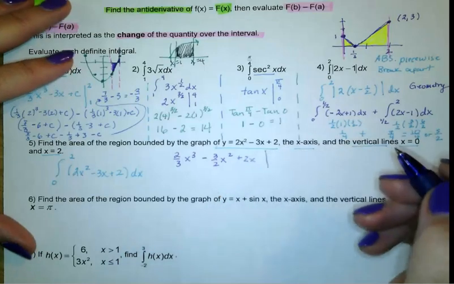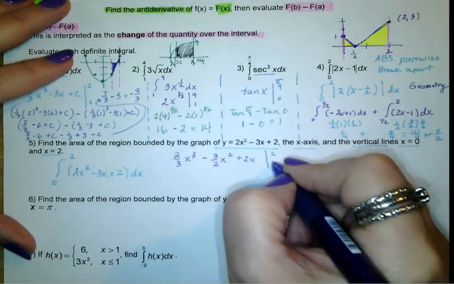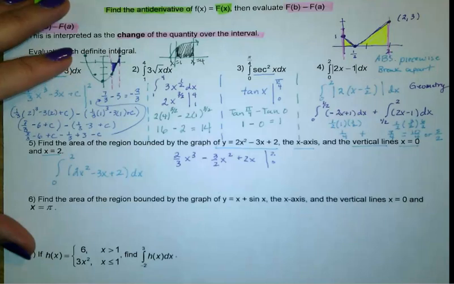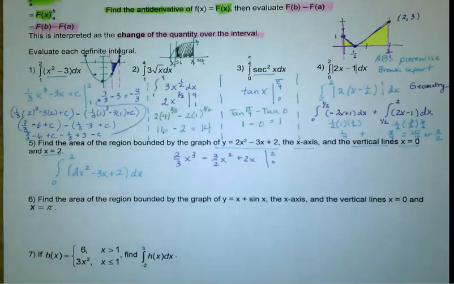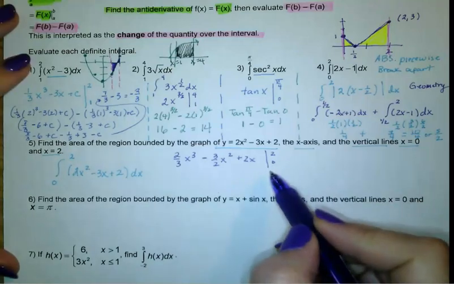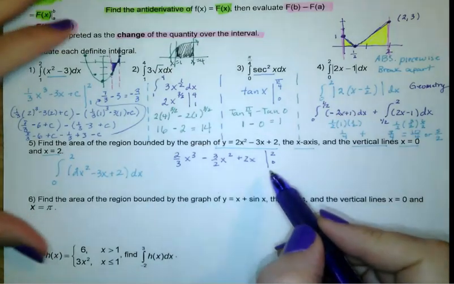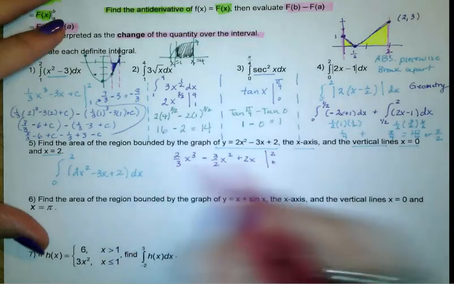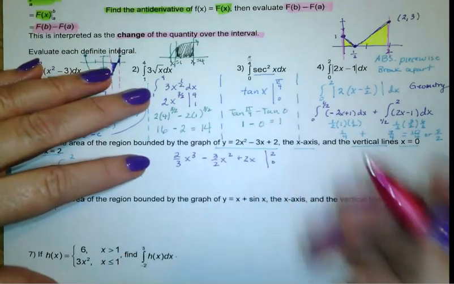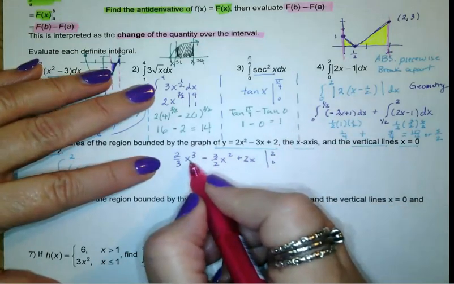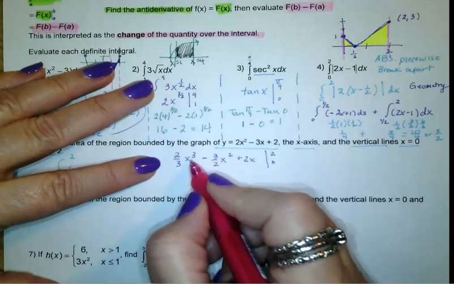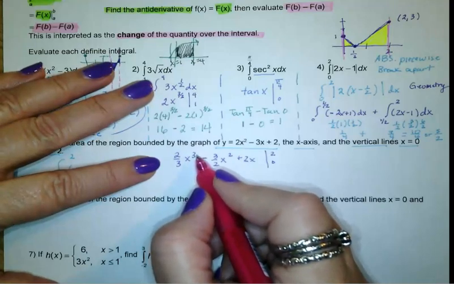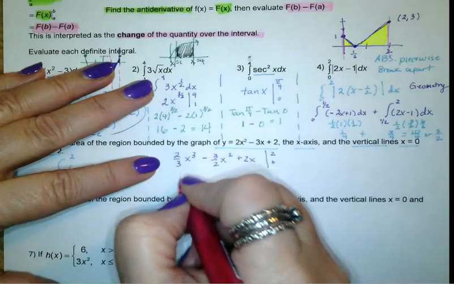Then I'm going to do my evaluation line here, and I'm going to go upper bound 2, lower bound 0. So when you're doing this next step, remember step 2 is to evaluate. So we need to be sure we have the notation here that's showing we're evaluating. All right. So now that we've done that, we're going to plug in the upper bound minus the lower bound. So we're going to get 2 in for the x right here. So 2 cubed is 8. 8 times 2/3 is 16/3.